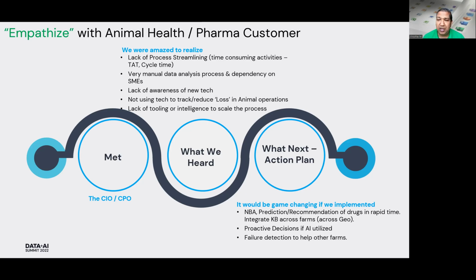It would be really game-changing if we implemented next best action, predictions and recommendations for drugs in rapid time, integrated with the whole solutions for those farms, right? So that they get information at the right time, right place. And then proactive decisions can be taken if this AI model is really used well. The failure detection also helps. Early alerts, notifications, failure detection in general would help these farms as well.